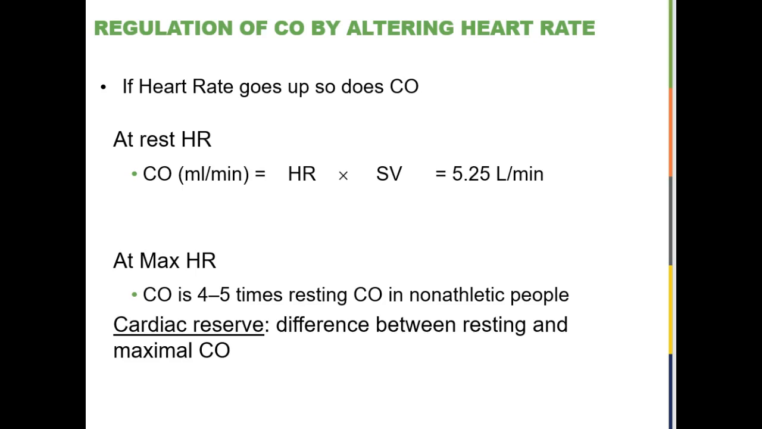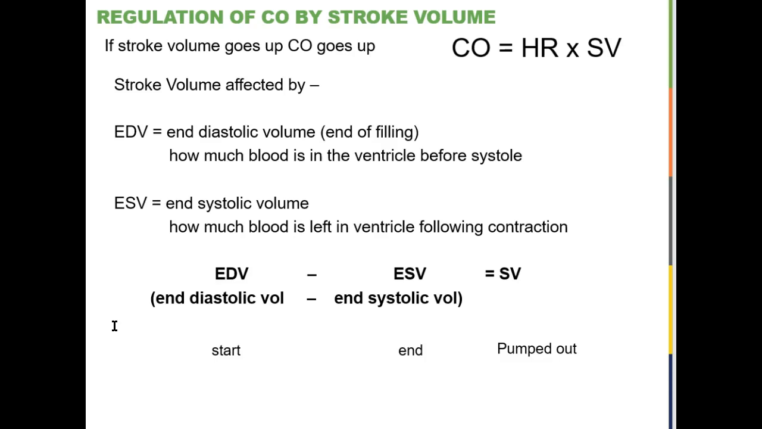Then we want to start talking about how cardiac output is regulated. This part is pretty straightforward, right? If your heart rate goes up, cardiac output is going to go up. So that's easy. You also just want to be aware of this term, cardiac reserve, which is just the difference between your cardiac output at your resting heart rate versus your maximum heart rate. So now we have to get into other factors that regulate cardiac output by acting on stroke volume.